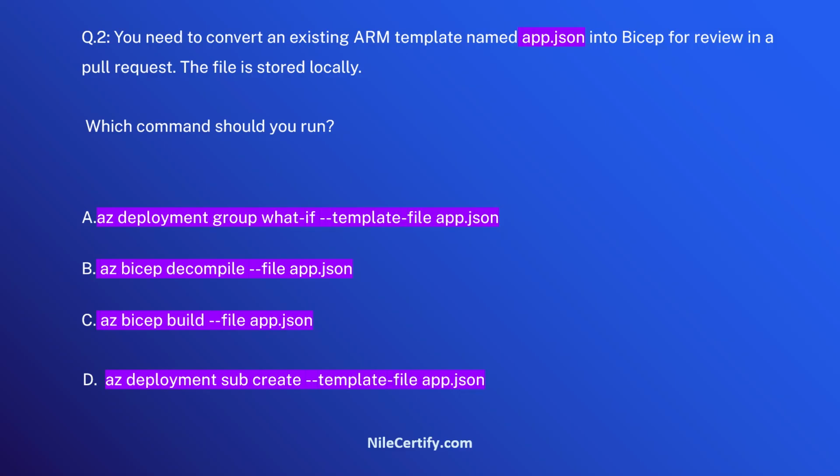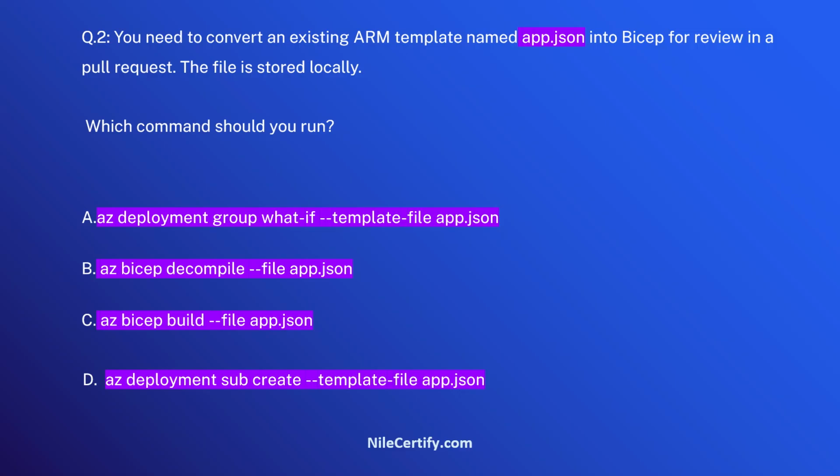So this question here, we have an ARM template called app.json on your machine. You want to convert it to Bicep so you can review it in a pull request. And the question is, which Azure CLI command gets that job done? Now let's go through the options one by one.